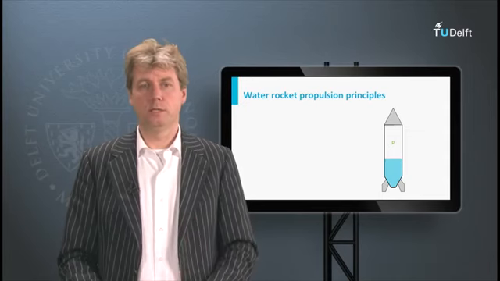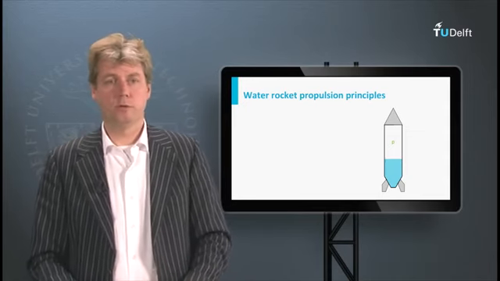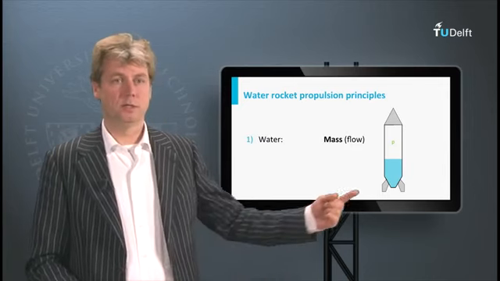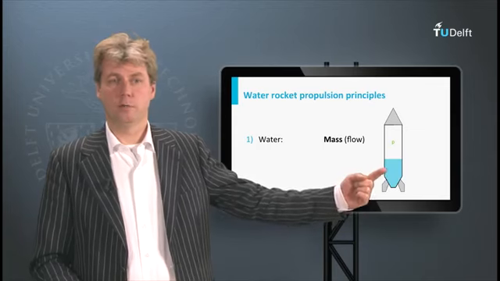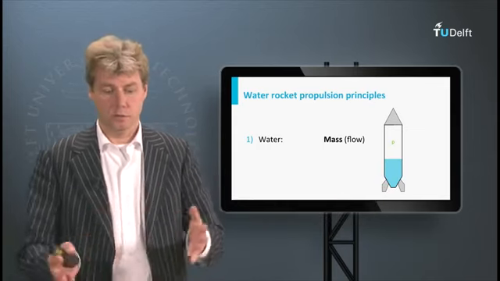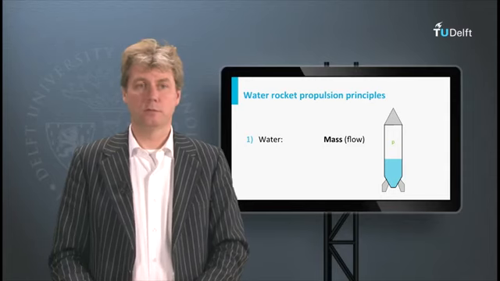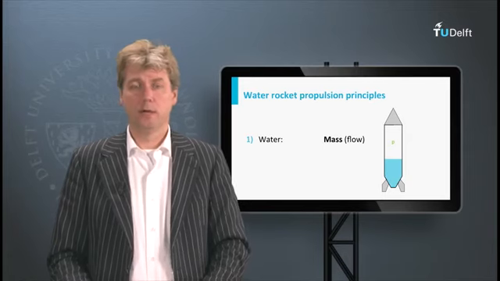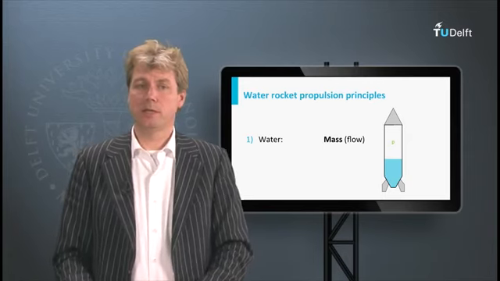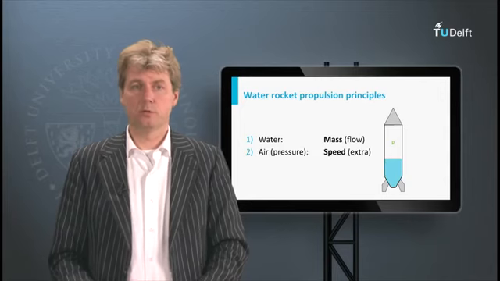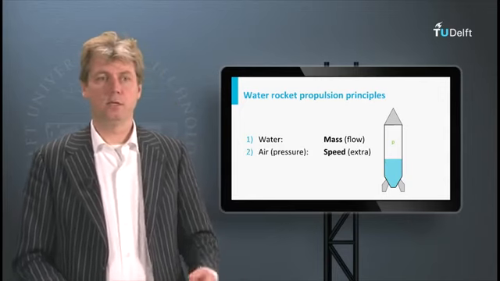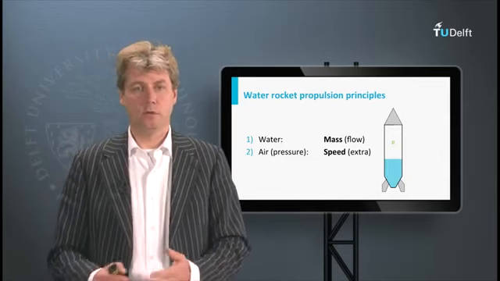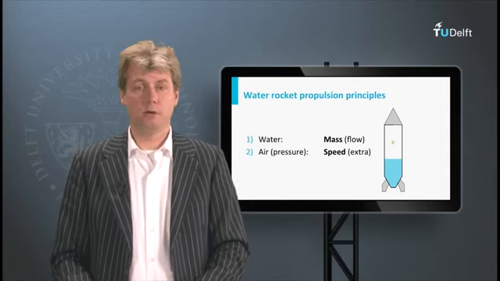Well, the principles that we see here are basically shown by the two components of our propulsion system. We have the water, which is needed because you need a certain amount of mass to accelerate to create this reaction force. And water is 1,000 times heavier than air. The problem, however, with fluids is that they hardly can be compressed. So that's why you also need air to store the energy, which will then generate the extra speed of the water. And so the combination of a lot of mass and a lot of speed creates a very effective propulsion system.